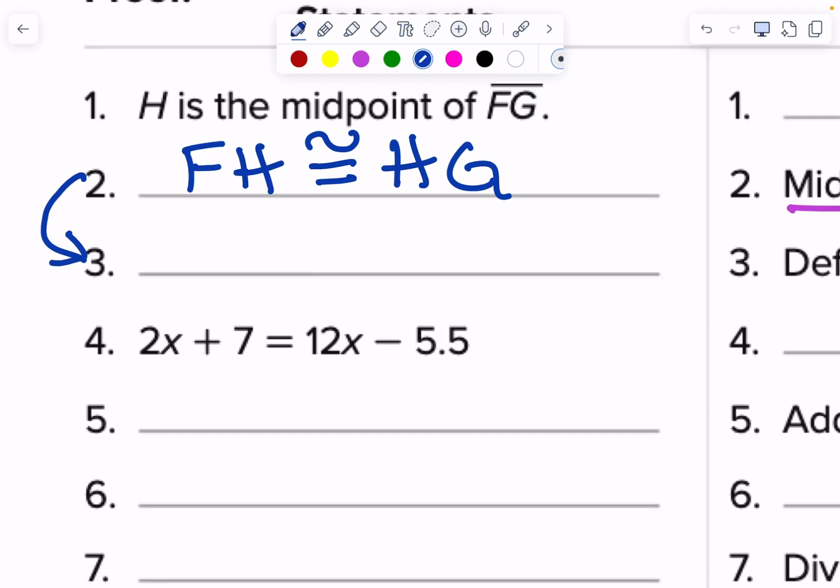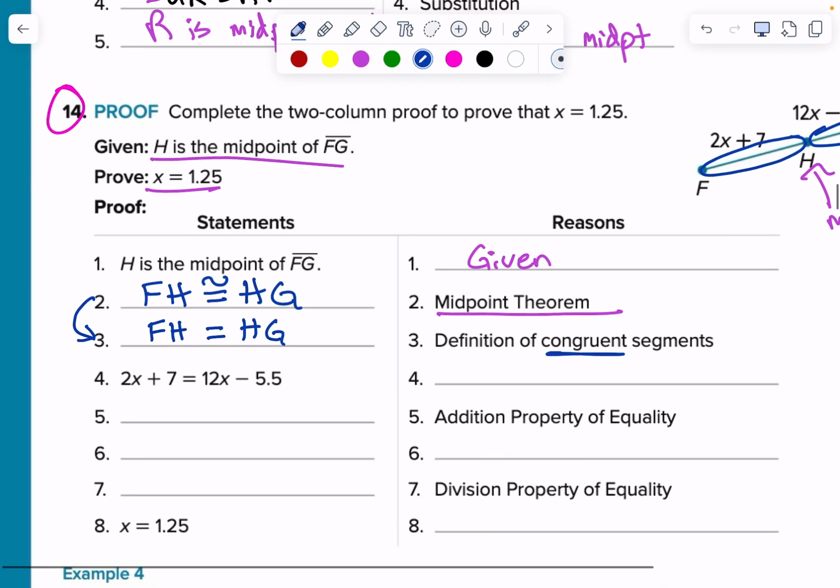Definition of congruent segments says that if they're congruent, then they are equal. They are the same, right? So definition of congruent segments, if they're congruent, then they're equal in measure. That's what the next one should be. Now, if it were me doing this proof and I didn't have the blanks, I would have gone straight from here to here and used definition of midpoint, right? Whatever. For some reason, they're adding extra steps in. I don't know. Okay. All right.